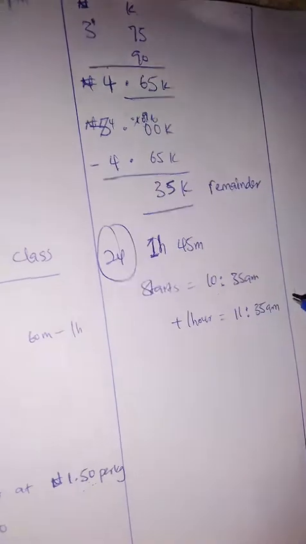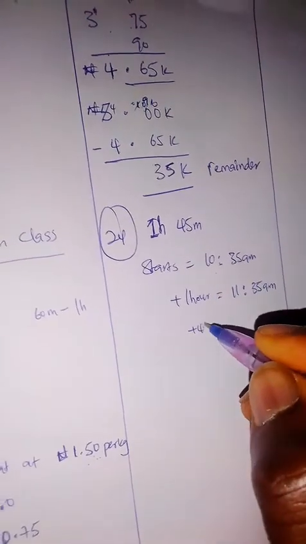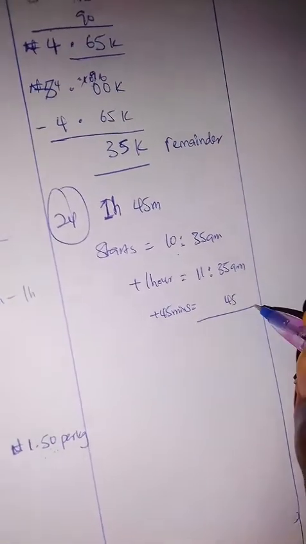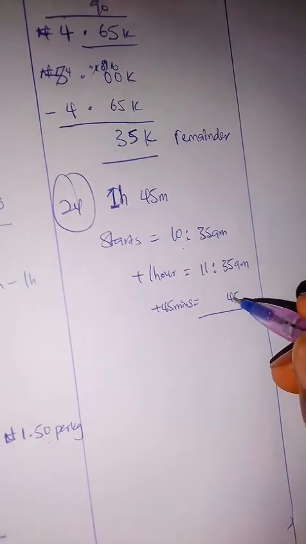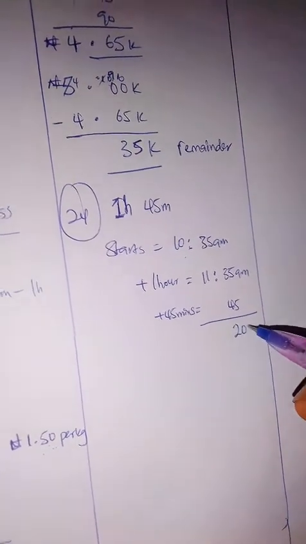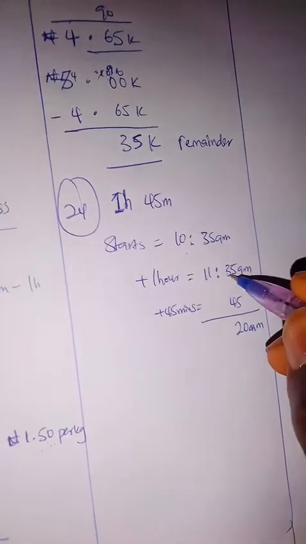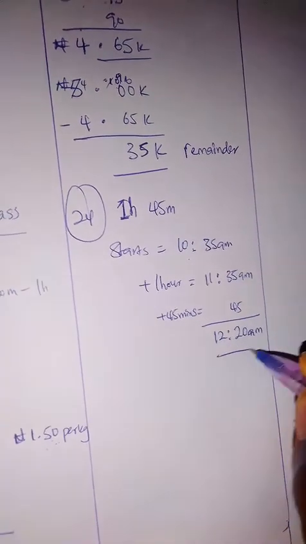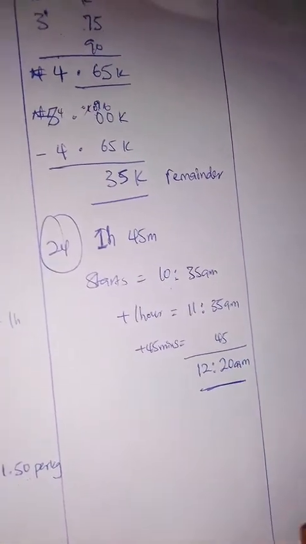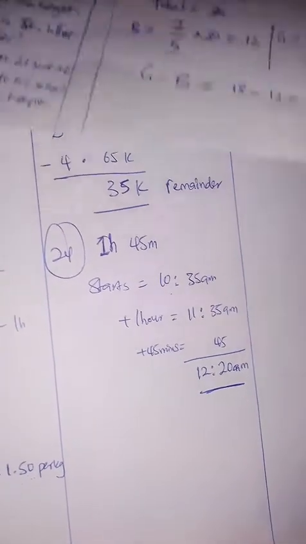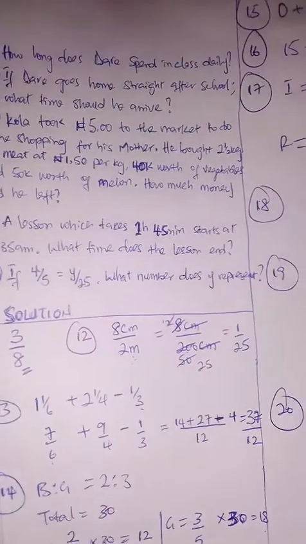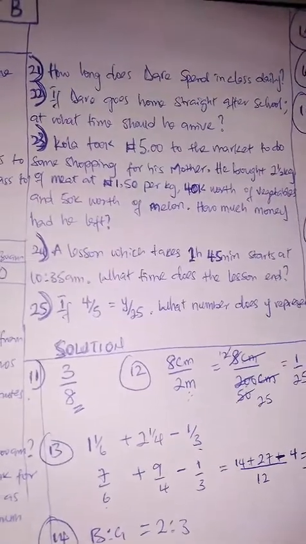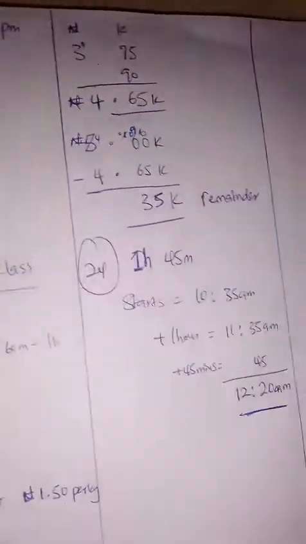11:35. Then plus 45 minutes: you add 45 to the 35. This is already 80. 80 minus 60 is 20, so I have 20. The 60 I subtracted, add it here as 1. That becomes 12:20. So at exactly 12:20, that is when the lesson is going to end. Because what time does the lesson end?